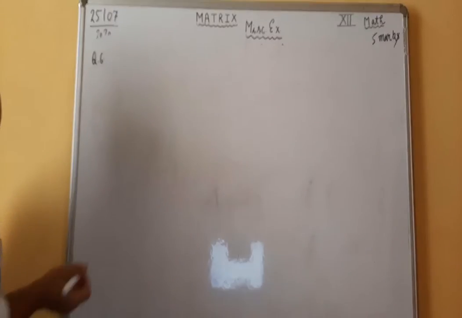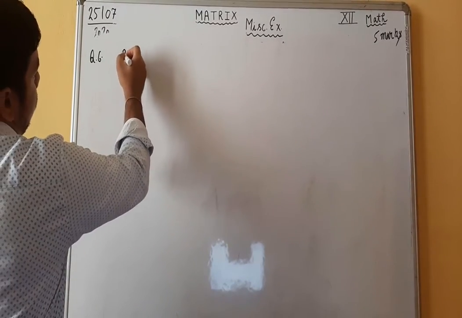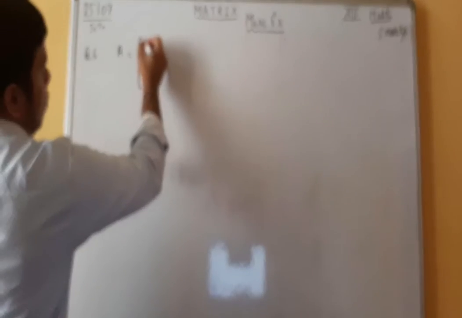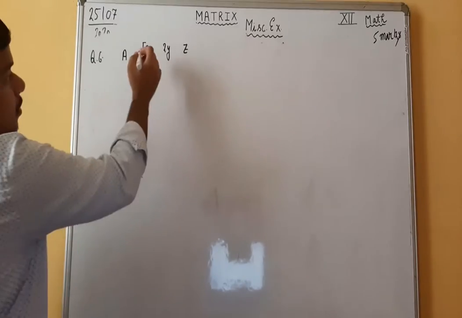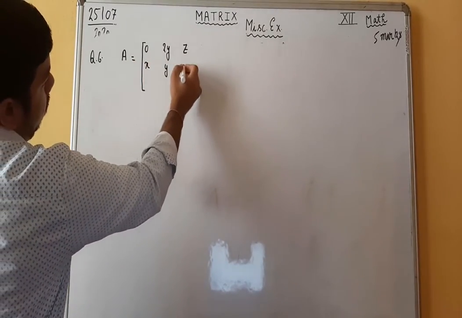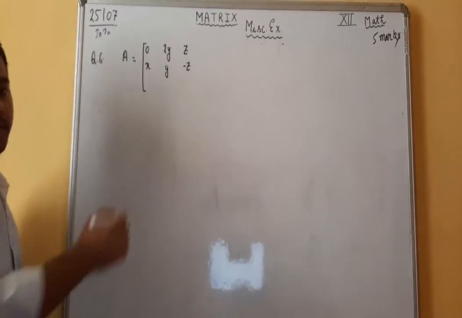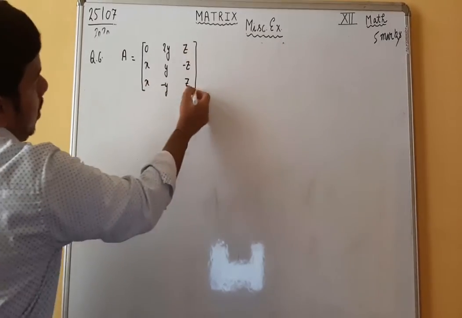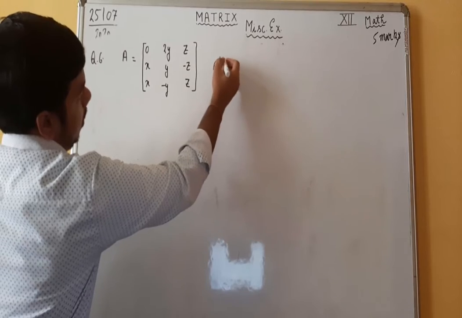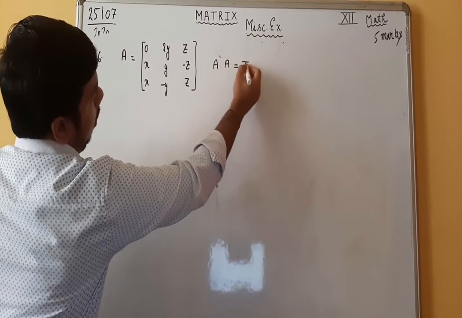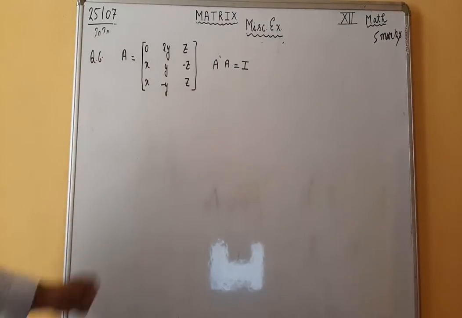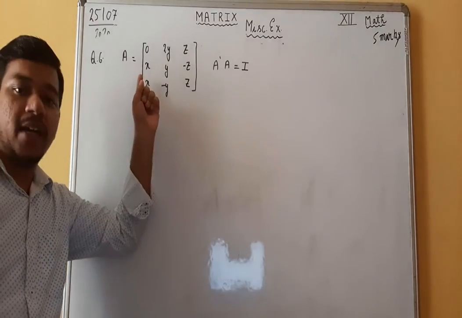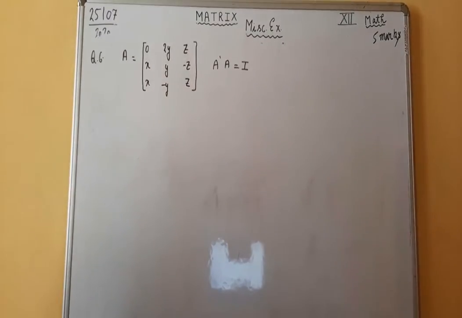you are given a matrix A such that it's 0, 2y, z, x, y, minus z, x, minus y, z, with the condition A dash A is equal to I. Okay, with this condition you have to find the value of x, y and z.